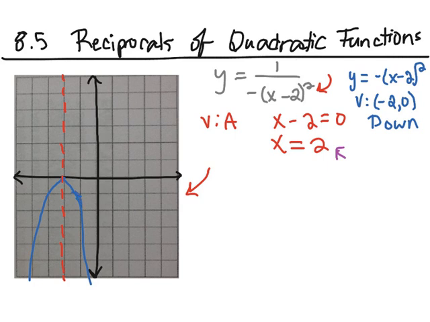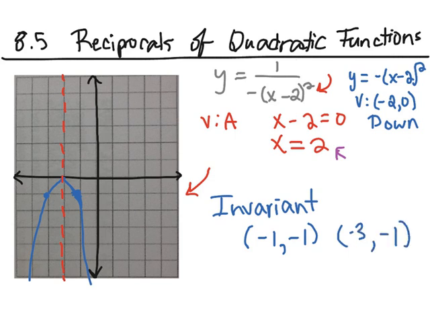So if you drew this correctly, you have an invariant point here and an invariant point here, except I drew it really sloppily. So the invariant points are at (-1, -1) and (-3, -1). There's no positive invariant points because it doesn't go above the x-axis. Another way you could solve to find your invariant points is to plug in a negative 1 and a positive 1 for your y, if you didn't originally graph the function.